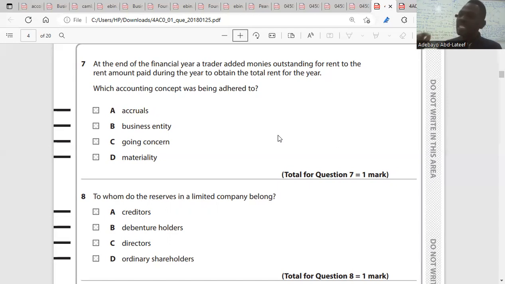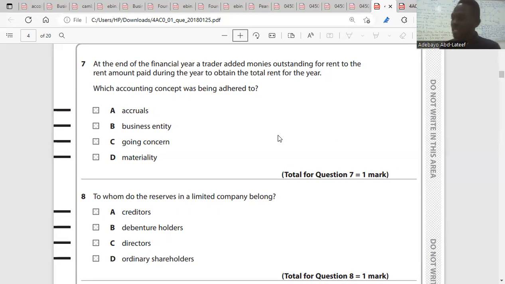So if the owner of the business takes money out of the business, you record it as drawings. If the owner of the business puts money into the business, you record it as capital. That means the owner of the business is separated from the business. That is B. C, going concern.